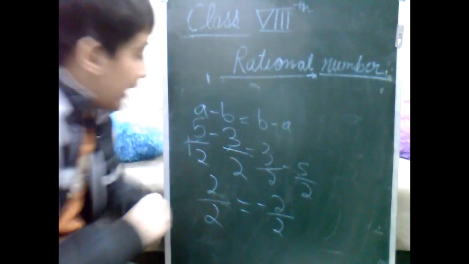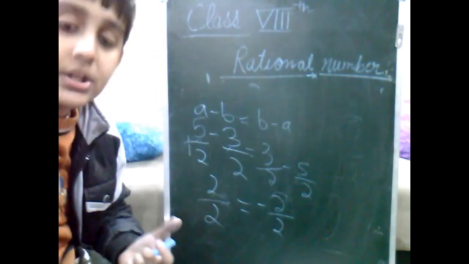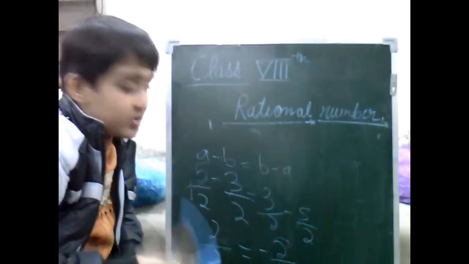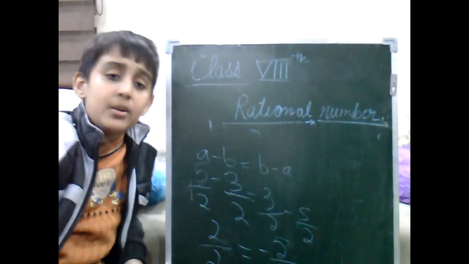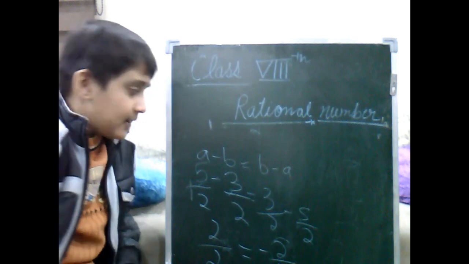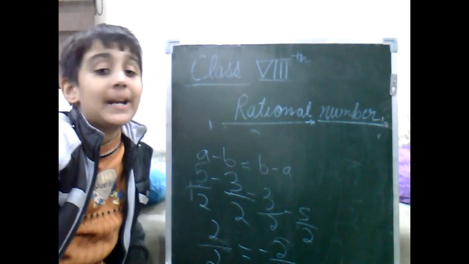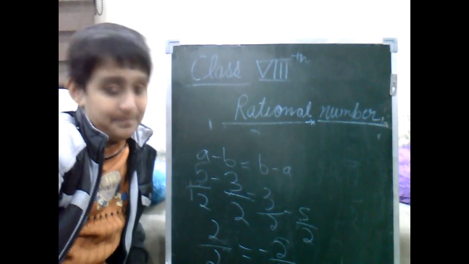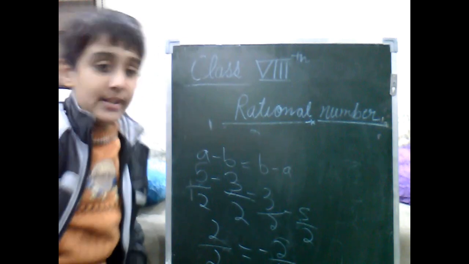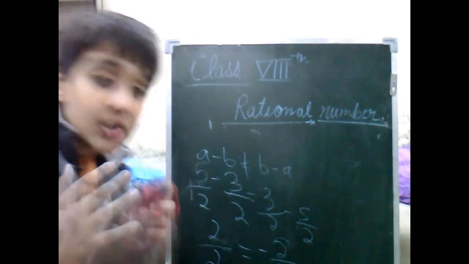So in b minus a there is coming negative and in a minus b it is coming positive, right? So are minus 2 upon 2 and 2 upon 2 equal? No. So can we say that subtraction is closed under commutative property? No, because they are not equal. So a minus b is not equal to b minus a, so it is not closed under commutative property, right?